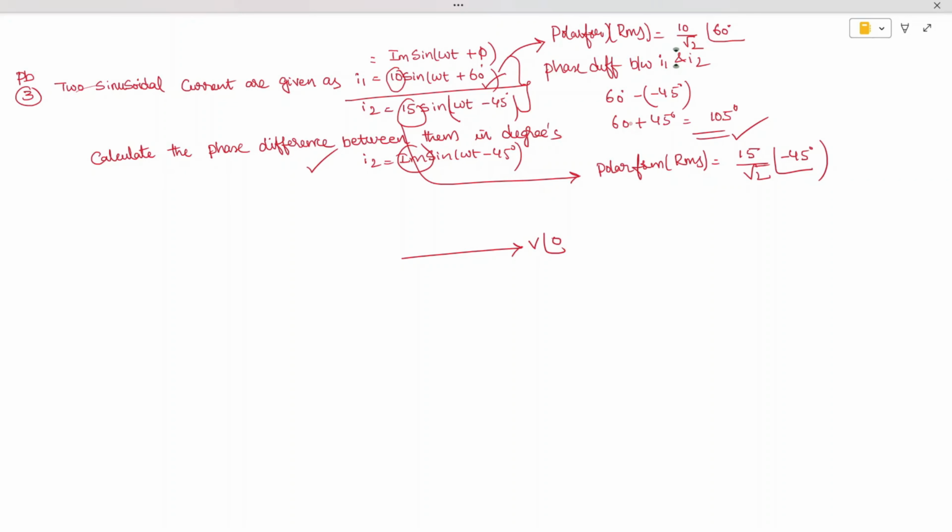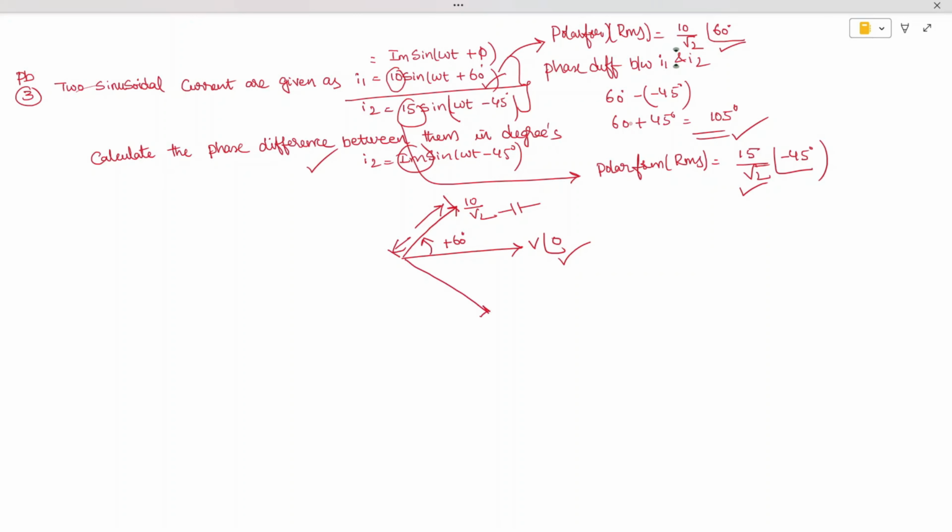Voltage at an angle 0, and here we are having plus 60. Plus 60 means it will travel in the counterclockwise direction. So this is the magnitude of current, which has a magnitude of 10 by root 2, traveling with an angle of plus 60 degrees. So I can say this is like a current across the capacitor. And the next current I have is 15 by root 2 at an angle of minus 45.